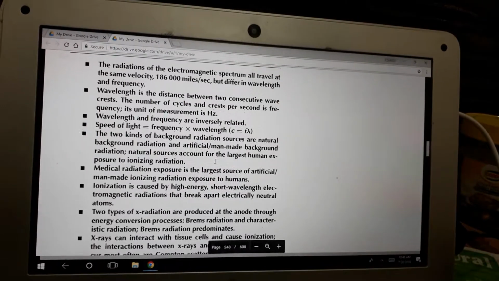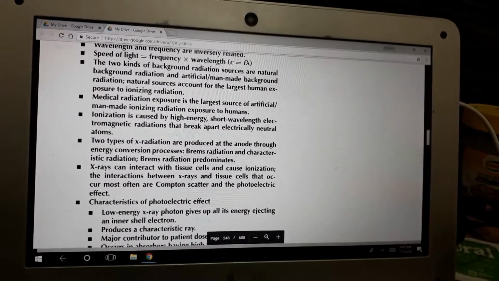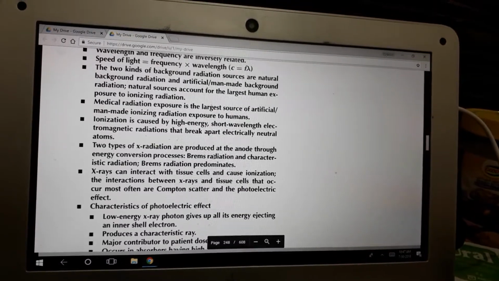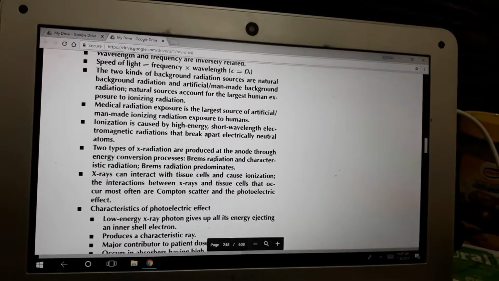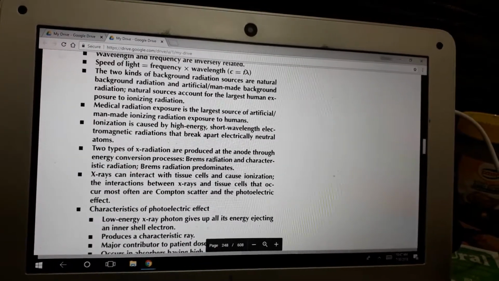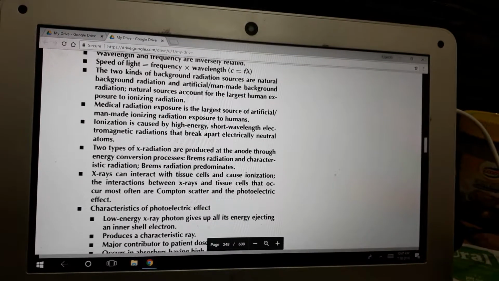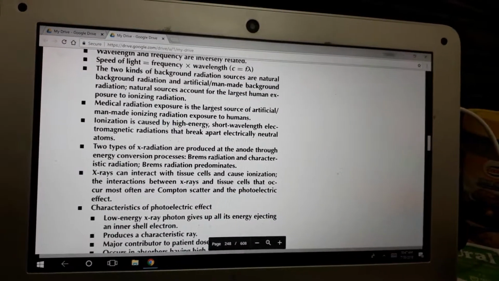All types of X-ray radiation are produced at the anode through an energy conversion process: Bremsstrahlung radiation and characteristic radiation. Bremsstrahlung radiation is the predominant. The X-ray can interact with the tissue cells and cause ionization. The interactions between the X-ray and tissue cells that occur most often are the Compton effect and the photoelectric effect.